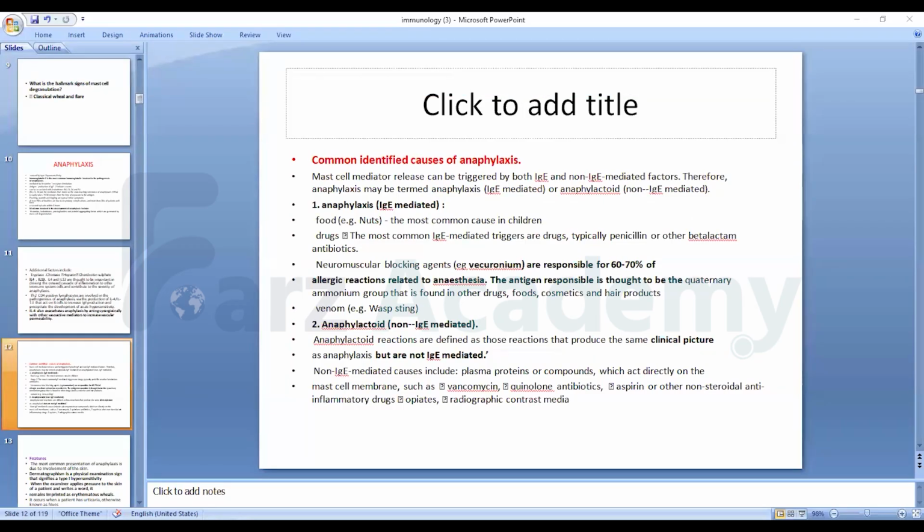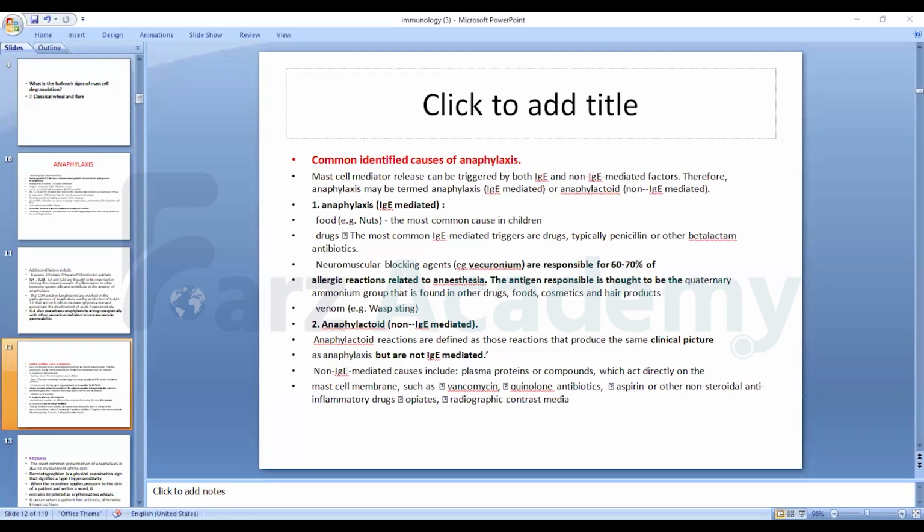So common identifying causes of anaphylaxis. So mast cell mediator release can be triggered by both IgE and non-IgE mediated factors. Therefore, it may be termed anaphylaxis, which is IgE mediated, or anaphylactoid, which is non-IgE mediated. So for IgE mediated, because of food, nuts are the most common cause in children. Drugs, the most common IgE mediated triggers are drugs, typically penicillin or other beta-lactam antibiotics.